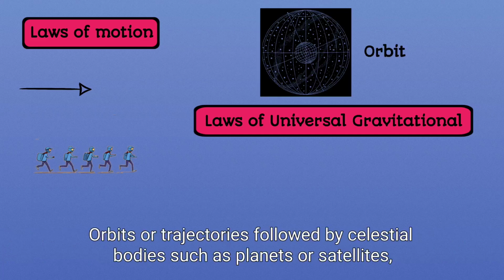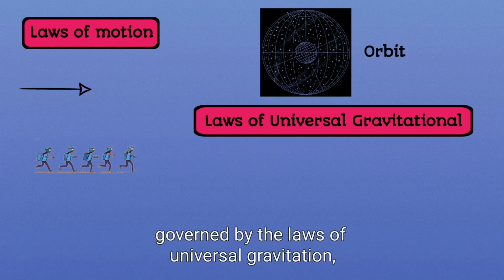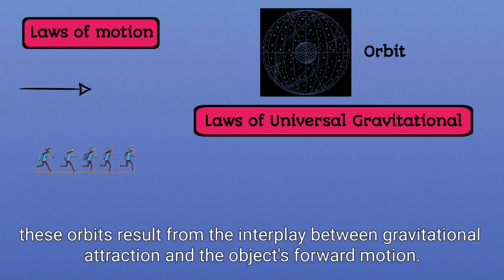Orbits are trajectories followed by celestial bodies, such as planets or satellites, around a massive object like a star or planet. Governed by the laws of universal gravitation formulated by Isaac Newton, these orbits result from the interplay between gravitational attraction and the object's forward motion.